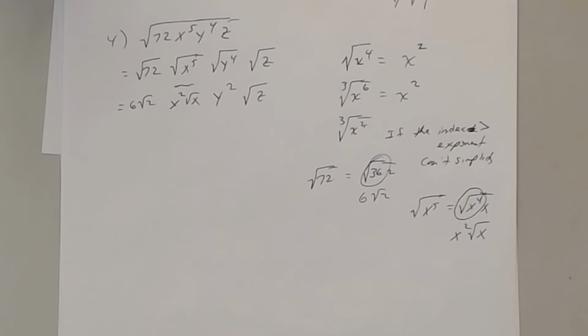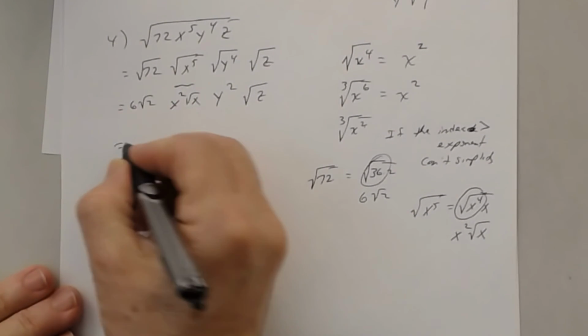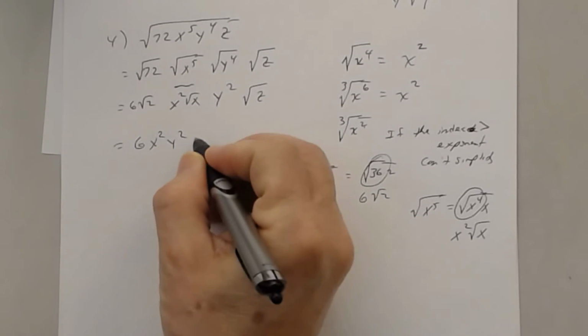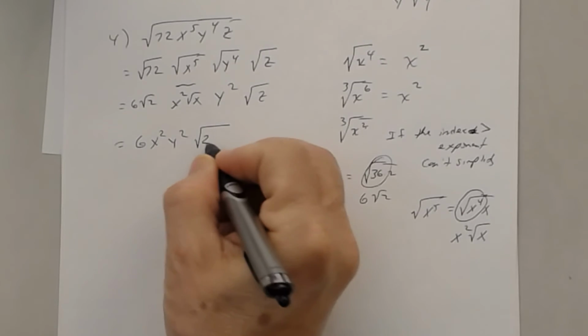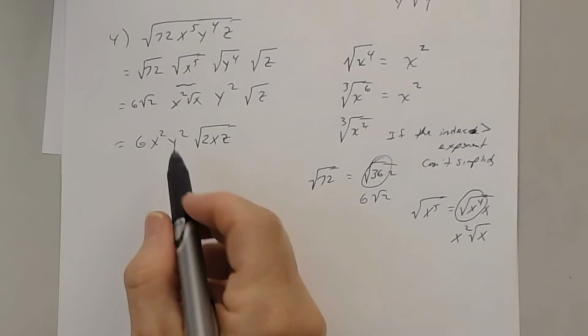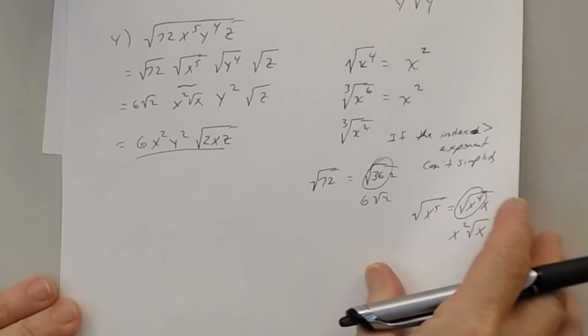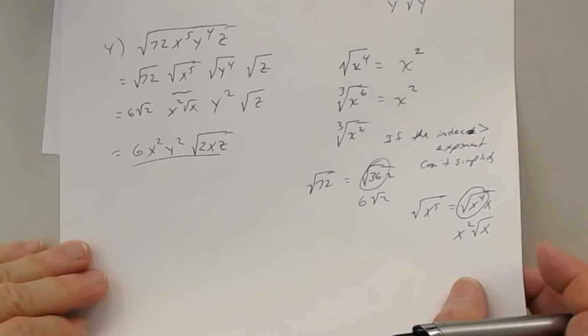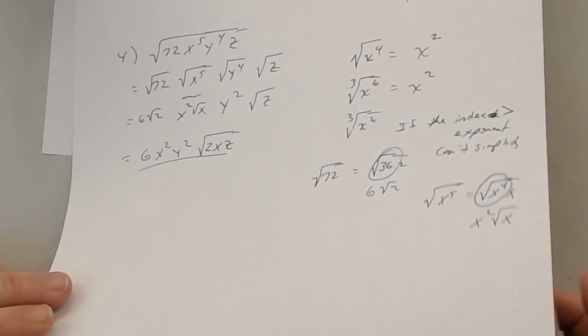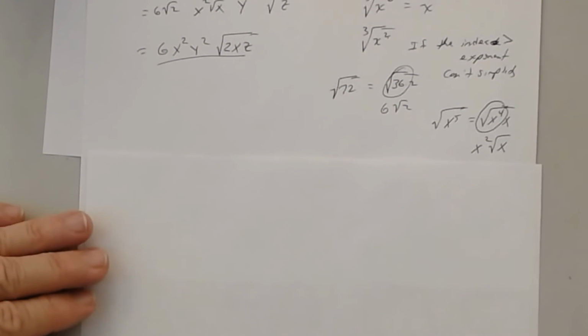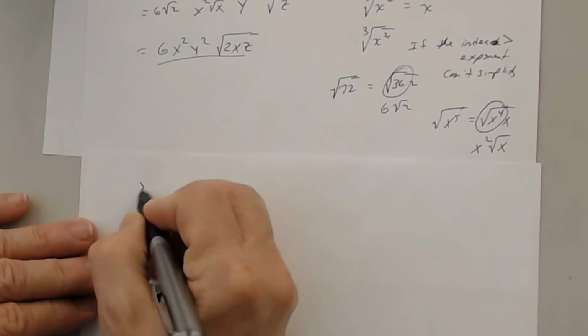Okay, so what's your final answer? Good. Times the square root of what? 2xz. All right, good. Okay. A little bit of work involved, but it's not unbearable. Okay, let's do one more, and then we're going to look at where we want to go.